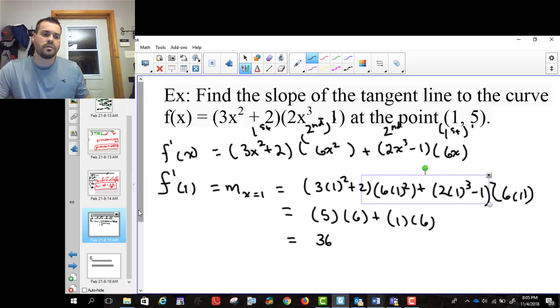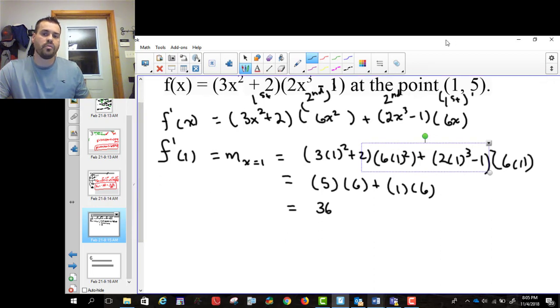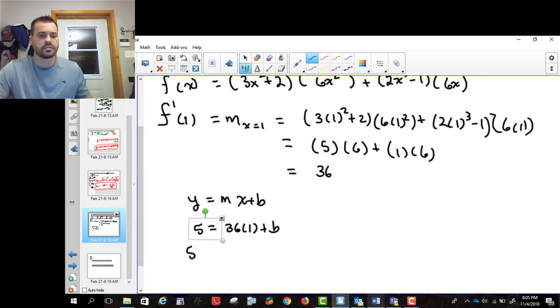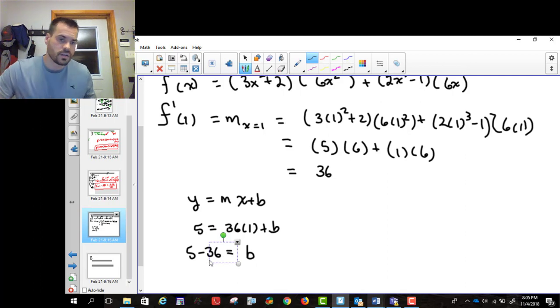That's my slope. And then at this point, you have a point, (1, 5), and you have the slope. So you just go y is equal to, I know most of you use y equals mx plus b, so I will show that to you. It's 36 times 1 plus b, so b becomes negative 29. 5 minus 36 is b. I don't think it's negative 29, actually. That's not true. It's negative 31. My bad.